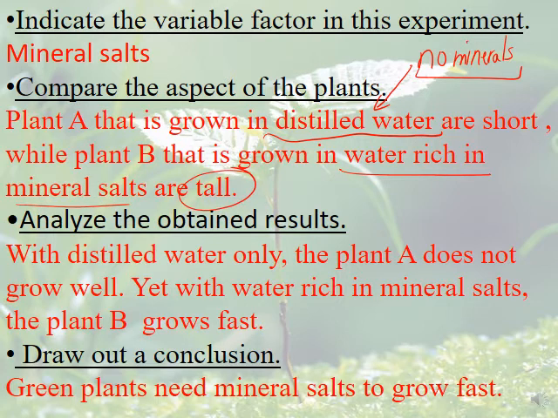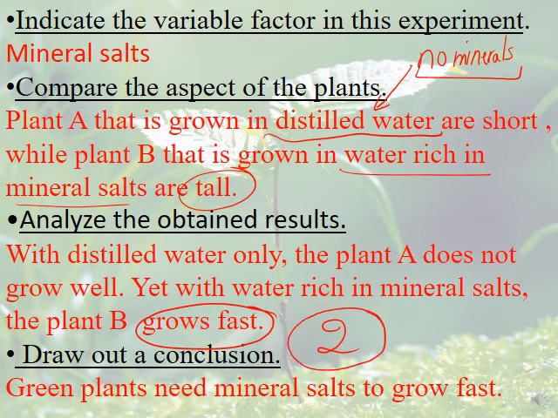So analyze the obtained results. With distilled water only, the plant doesn't grow well. Yet with water rich in mineral salts, they grow fast. Conclusion number 2: the green plants need mineral salts to grow fast.